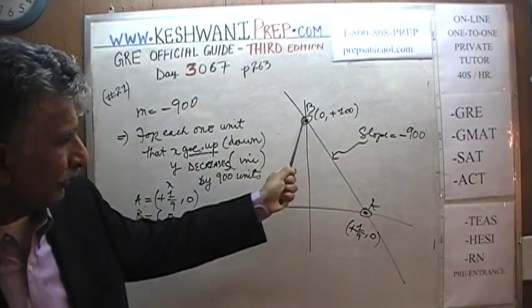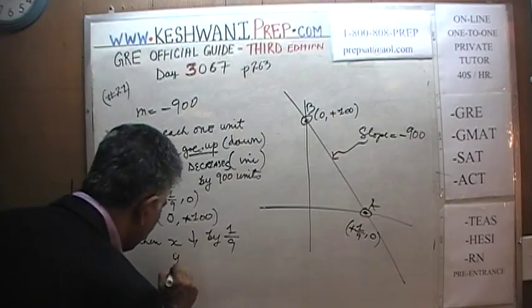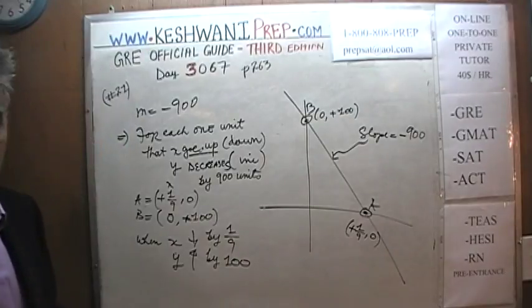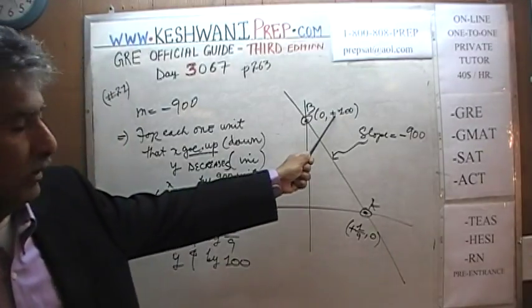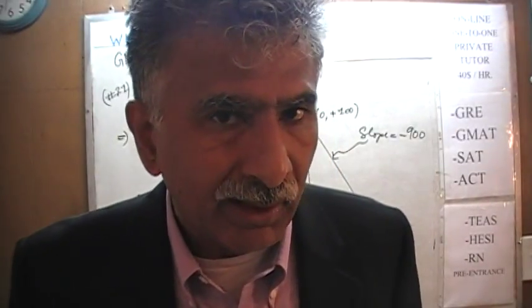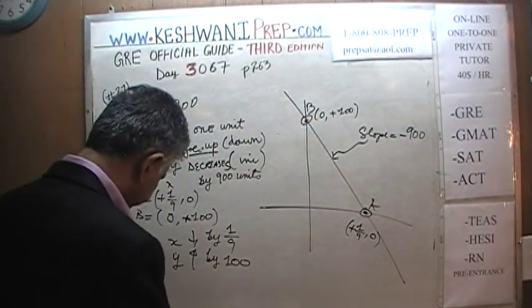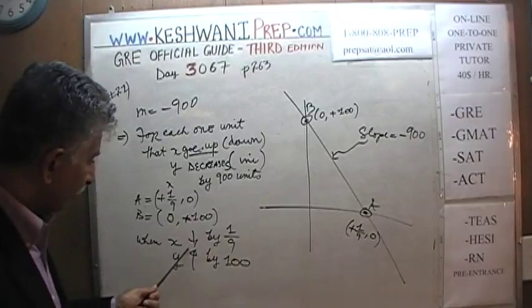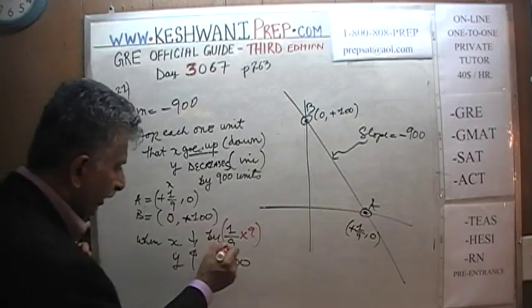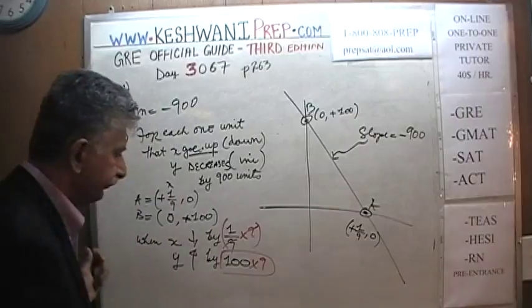The value of x is going down. When x goes down by 1/9, y goes up by 100. How does y go up by 100? Because y was 0 here, now it's 100 here. So when x changed by the amount of 1/9, y changed by 100, which means that if x were to go down by 1, you see 9 cancels out, y would have to go up by 900.